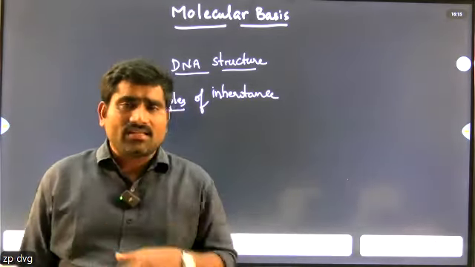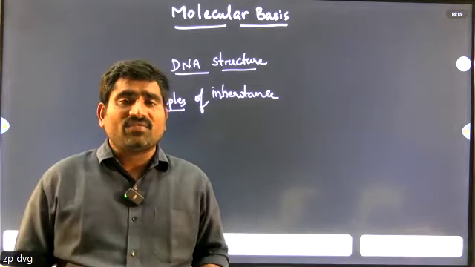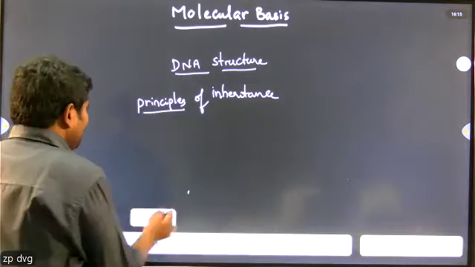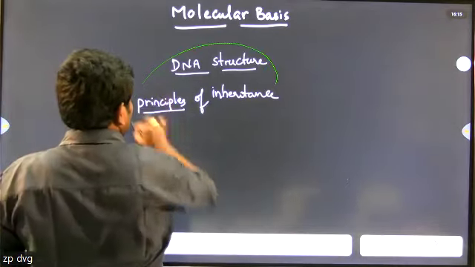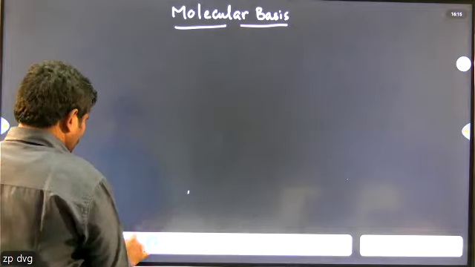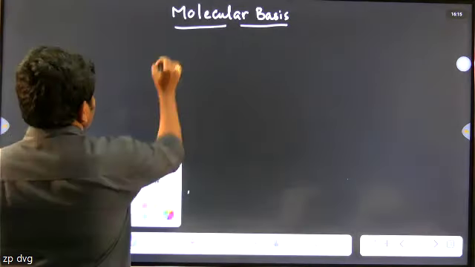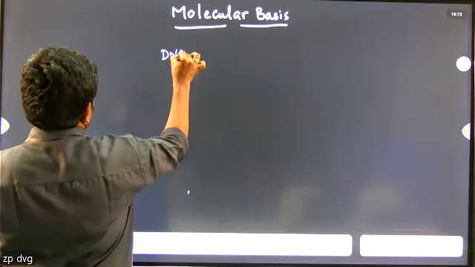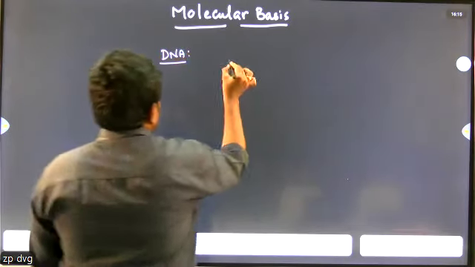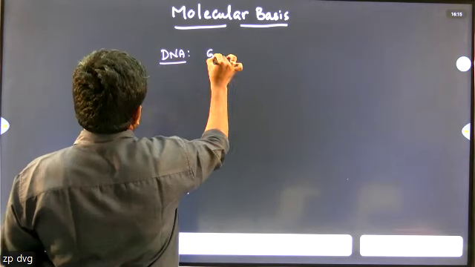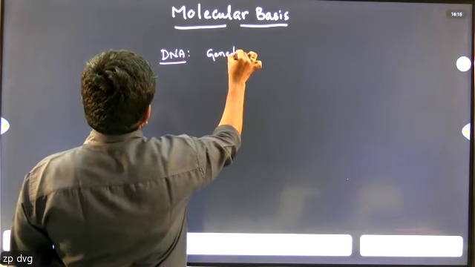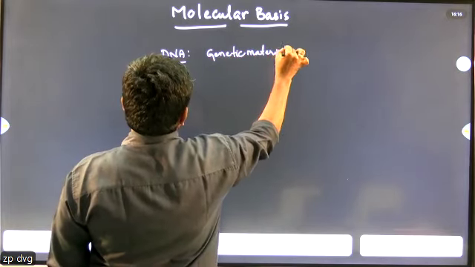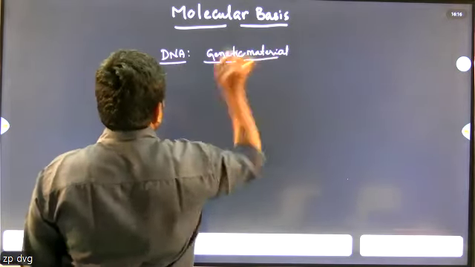So, what is the basis for this? How do the characters transfer from parents to offspring? This we are going to study in this topic. In this lesson, we are going to discuss DNA structure. DNA is the genetic material in higher organisms. Earlier, Mendel's work was the basis for this.